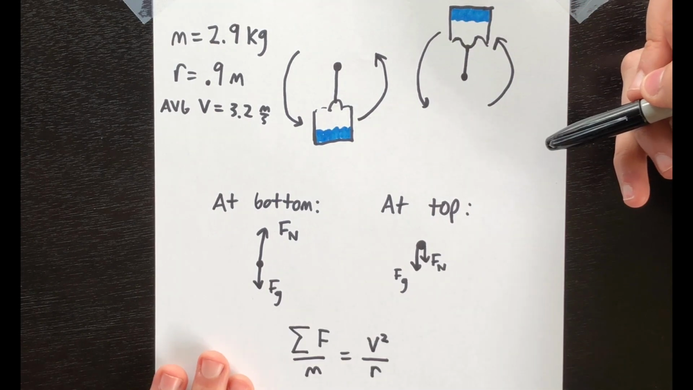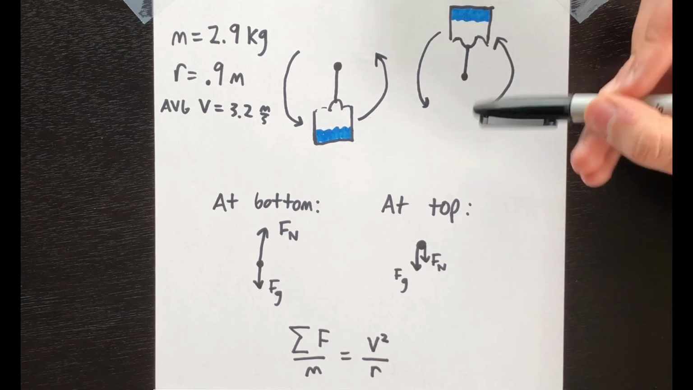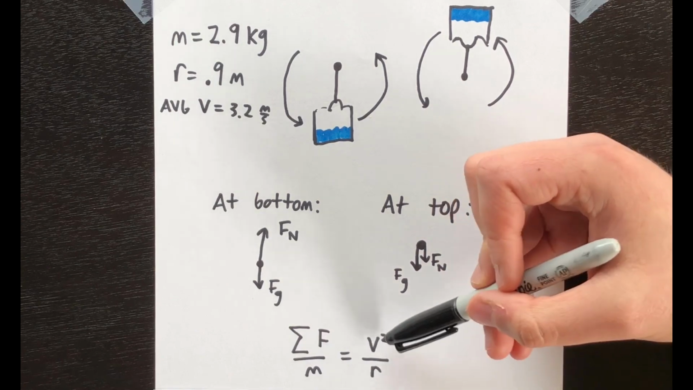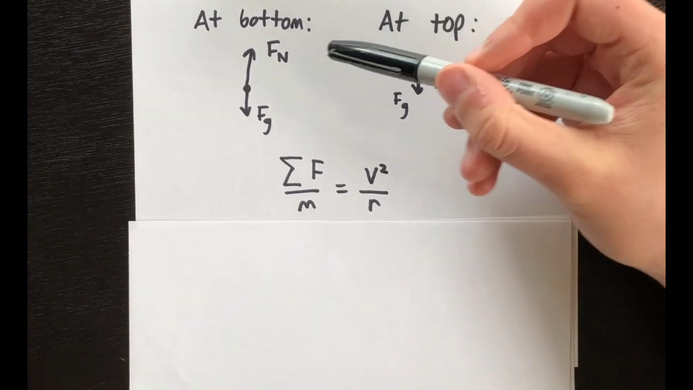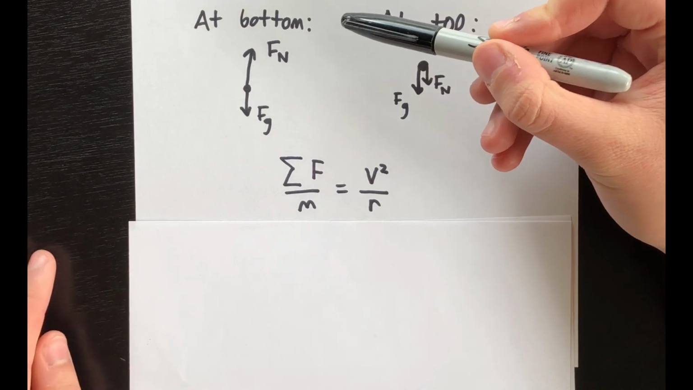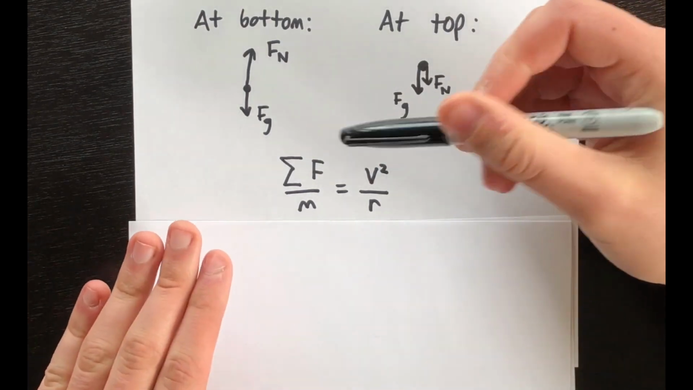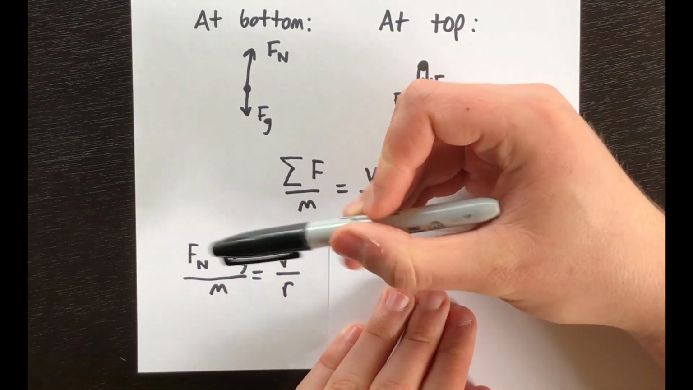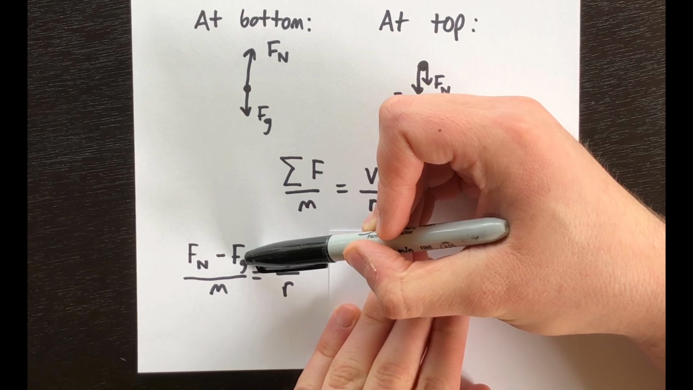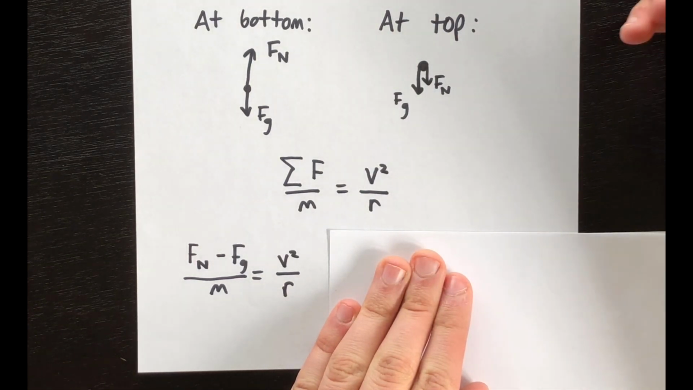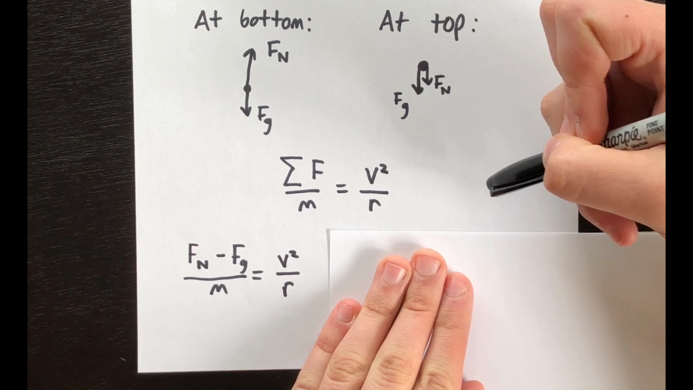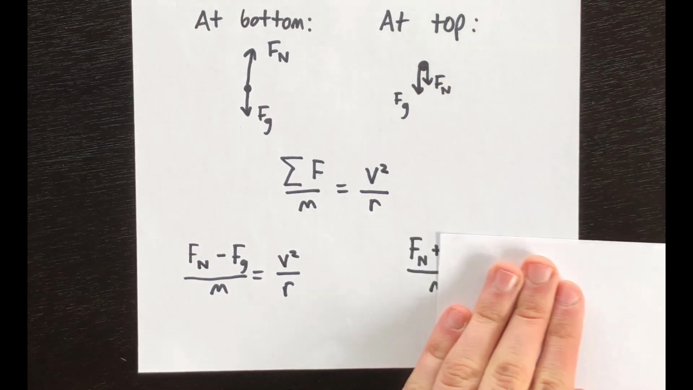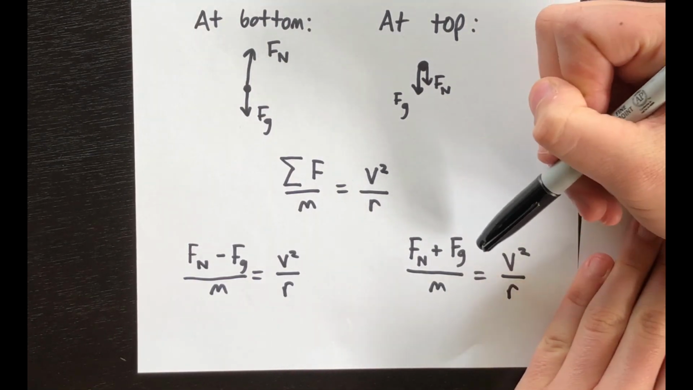So now we'll start off by calculating some forces using the equation for circular motion, that is the sum of the unbalanced force over the mass equals v squared over r. When the water's at the bottom of the circle, the normal force is significantly bigger than the force of gravity, and the net force is upwards. We can express the sum of the forces as the normal force minus the gravitational force, since they're in opposite directions. When we look at it at the top, both the gravitational force and the normal force point in the same direction, downwards, towards the center of the circle. So in this case, we can write the sum of the forces as Fn plus Fg.